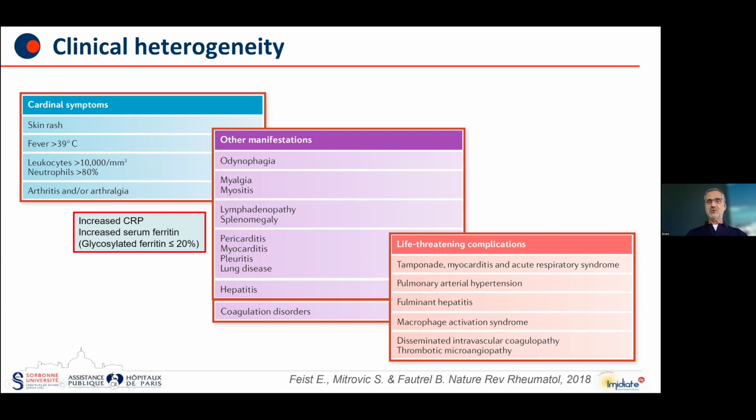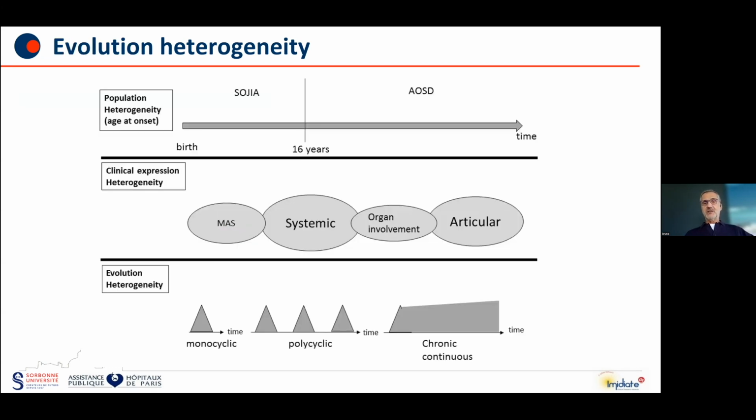So the situation may be very reassuring at the very beginning, but it may evolve in the wrong direction. So for any physician, when you make this diagnosis, you have to be very careful about the possibility of some very complex complication. There is also a heterogeneity in terms of evolution. There was this separation between the children form, so systemic JIA, and the adult form, but it's completely arbitrary, related to the organization of care.